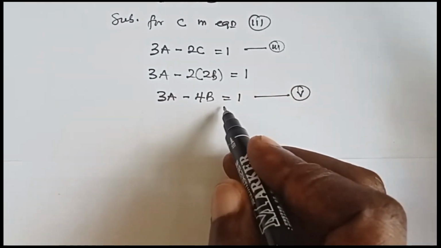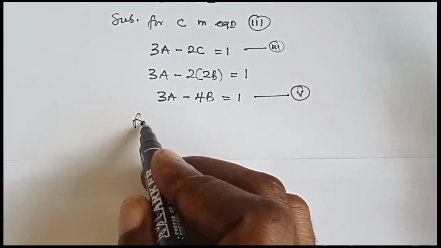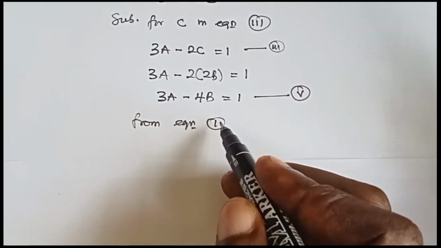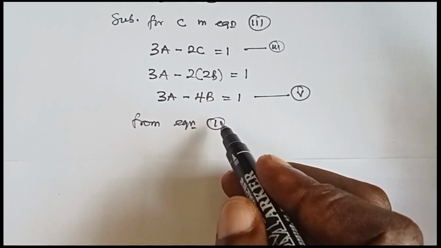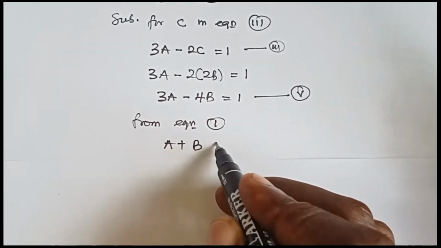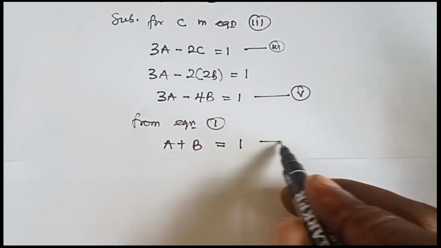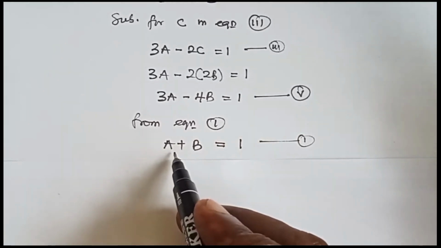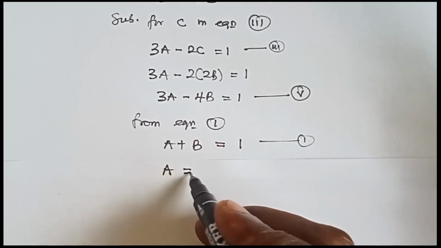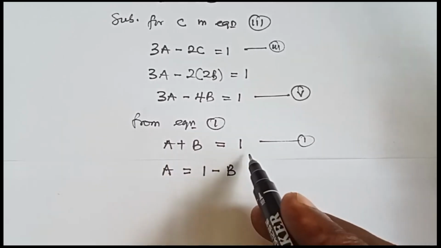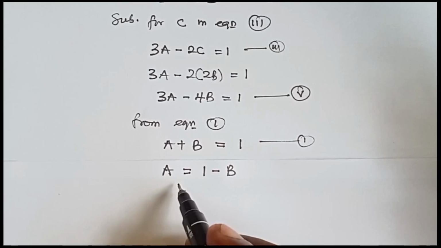We can call this equation 5. Alright, so from equation 1, let's make a the subject of the formula. Equation 1, remember, says that a plus b is equal to 1. That is what equation 1 gives us. And then we can make a the subject of the formula from here. So a is now equal to 1 minus b. Okay, so from equation 1, we have made a the subject of the formula.